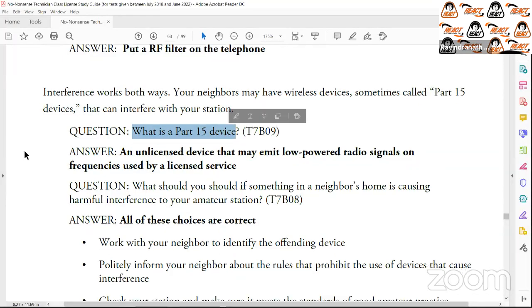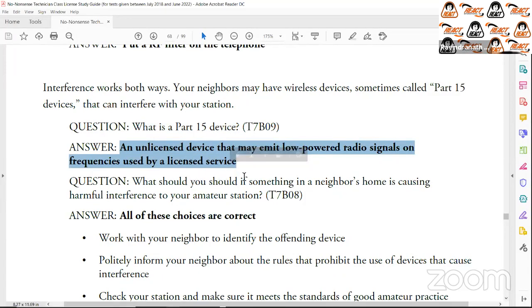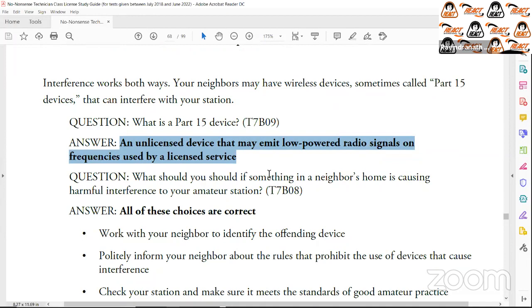Moving right along, next question. What is a Part 15 device? All right, so remember we said FCC Part 15 devices are unlicensed devices that may emit low-powered radio signals on frequencies used by a licensed service. So remember we had this slide in the slide deck, we had a mouse, I think it was, and we said that's a Part 15 device. Yeah, well, those things can emit radio signals and cause some interference. So we just need to know what a Part 15 device is. It's an unlicensed device.